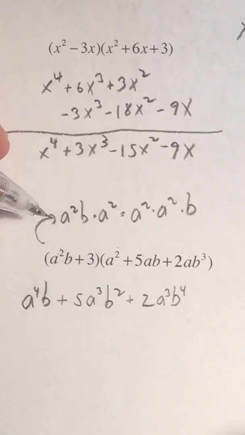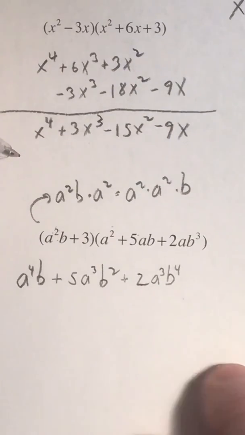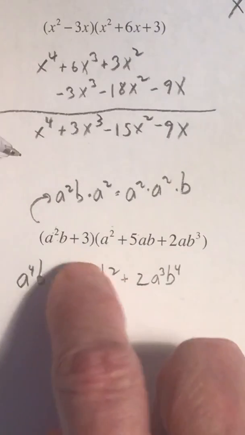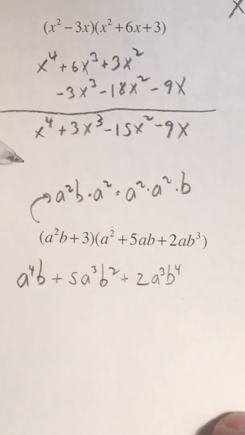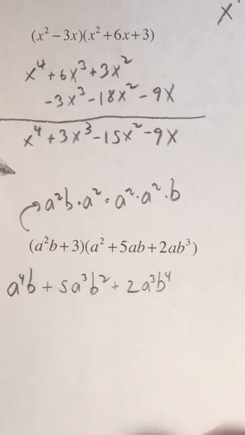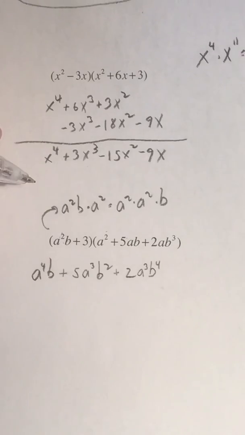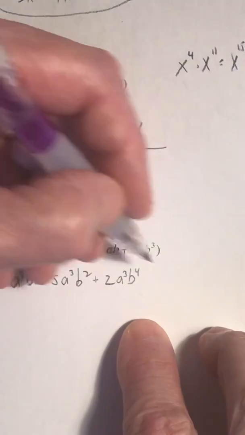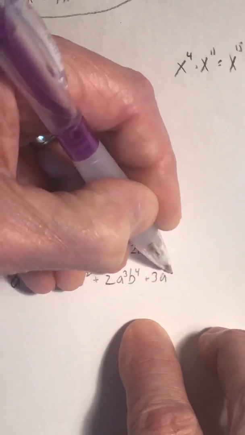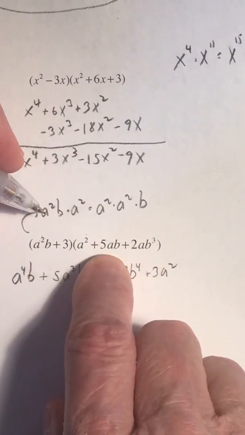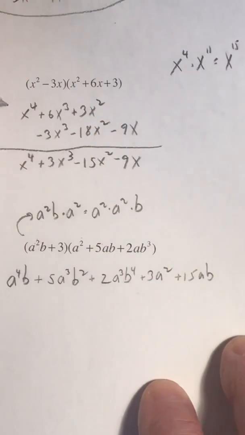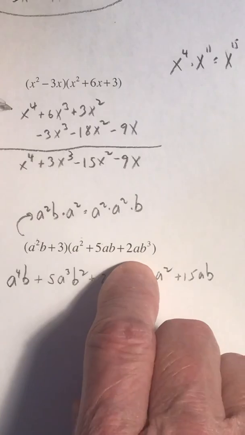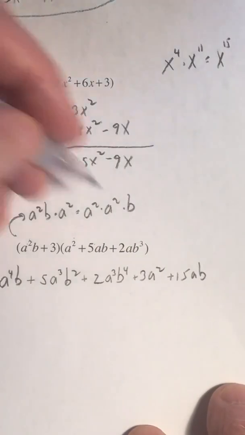I can almost hear some of you saying a bad word in your head right now. That's understandable. I'm done with the a squared b. Now we go to the 3. 3 times everything here. 3 times a squared, that's just 3a squared. And there are no a squared terms, so I make a new column. Then 3 times 5ab, 15ab. Need a new column for that. And last, 3 times 2ab cubed, we get 6ab cubed.